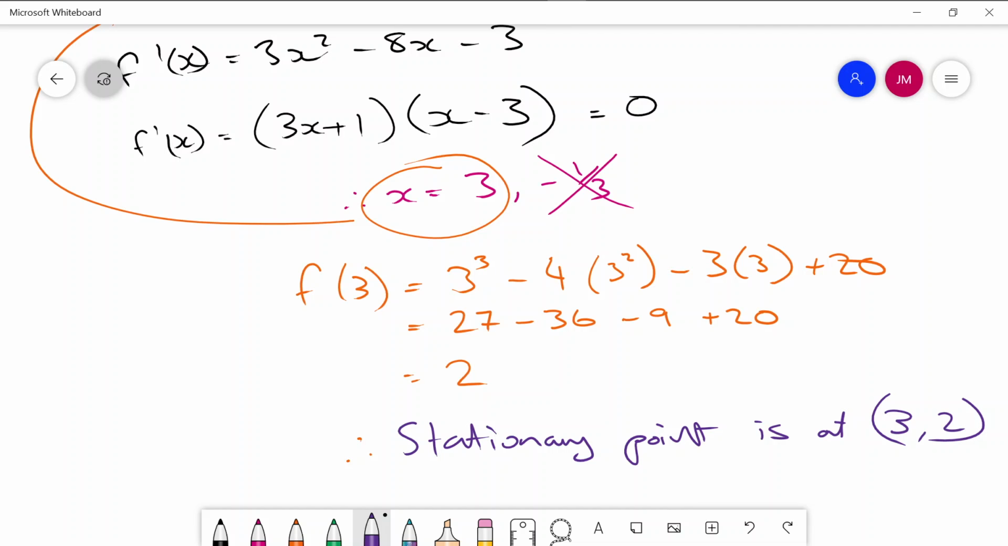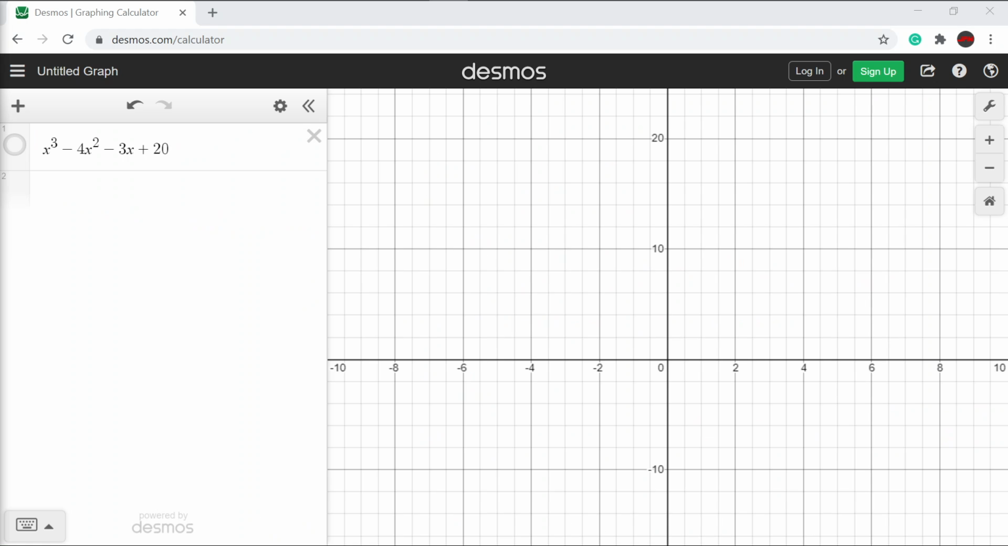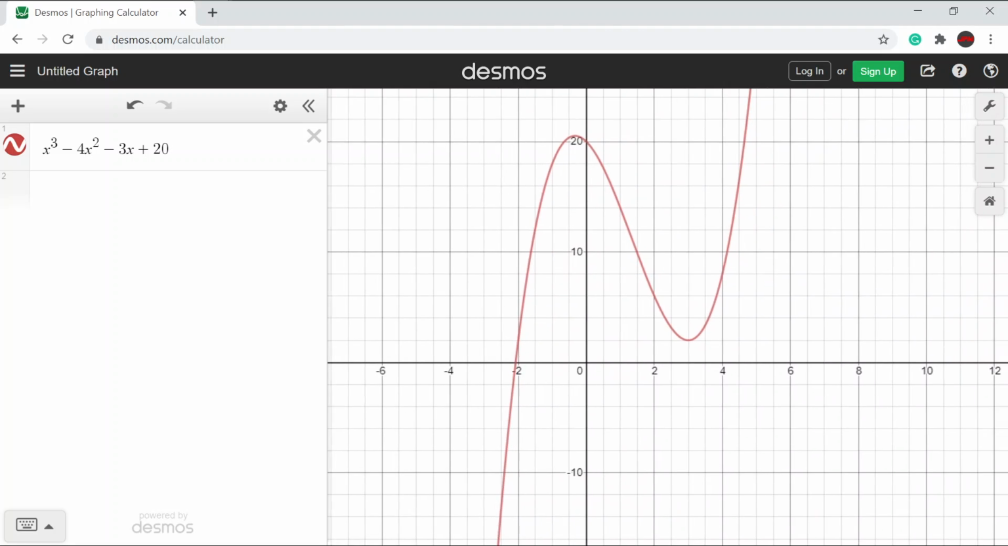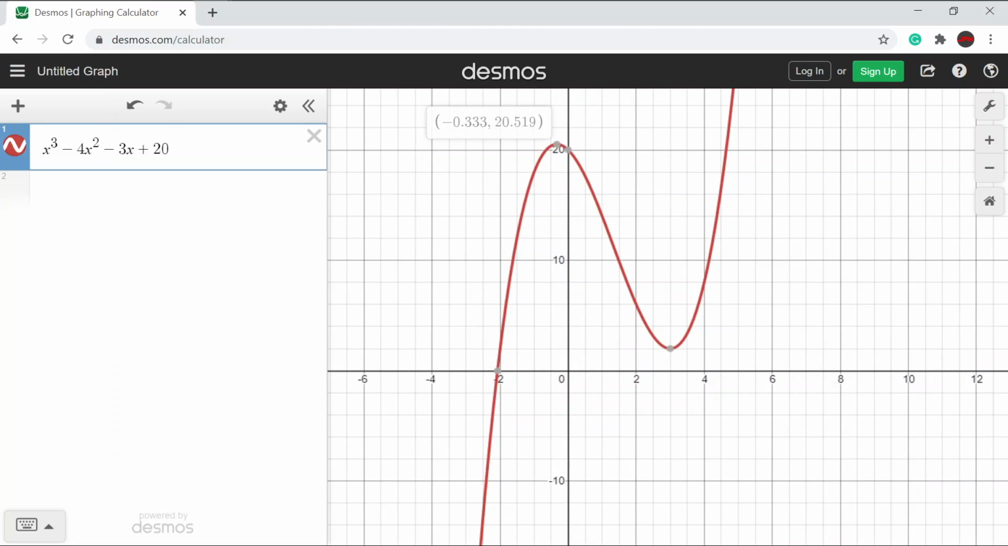So let's check that using Desmos. Here's my equation, x cubed minus 4x squared minus 3x plus 20. If we sketch that, we can see there's our cubic function and our stationary points. We can see there's the negative a third that we found, but we're not worried about that one. We just want this one down here, and you can see it appears at (3, 2).